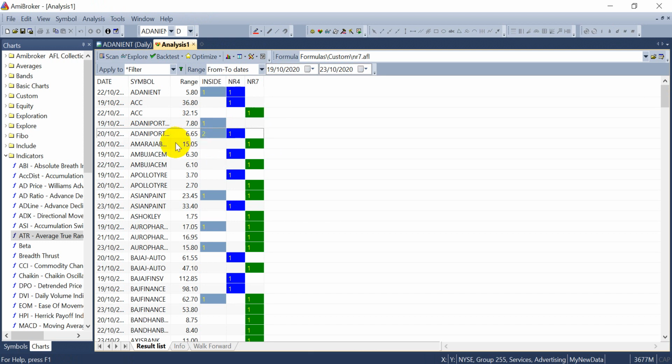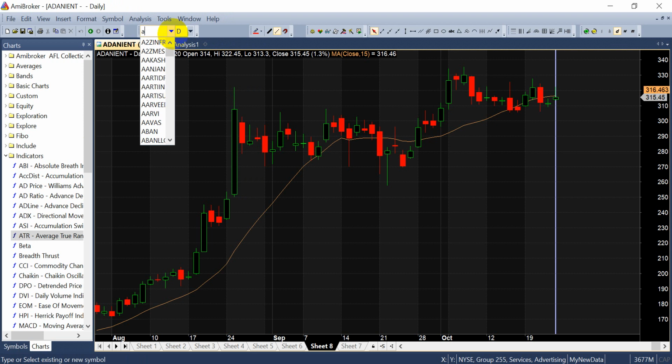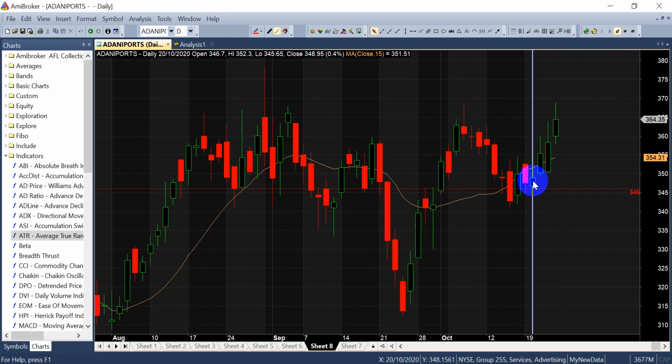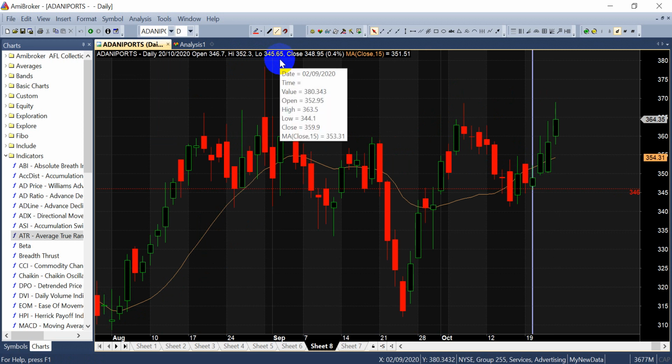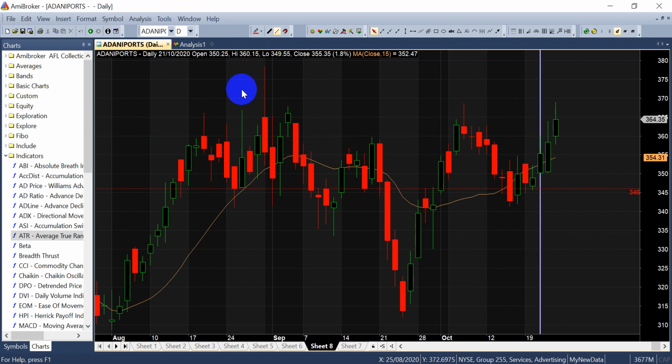Let's take another example. I'll take Adani Ports on 20th. It formed two inside bars and NR4, and the range was around 7 points. The high was 352, the low was 345. So I will go long above 352 or 353, with a range of around 7 points, and I'll keep a stop loss of half of this range, which is 3.5 points. Next day, once the high was broken, the low was 349, and it did the target of 8 points that we were looking at.